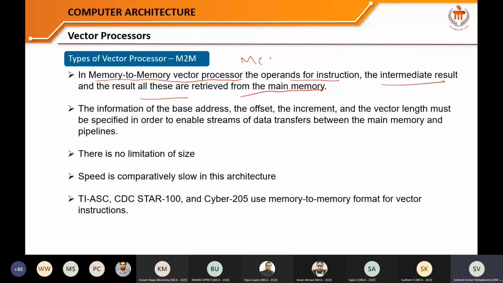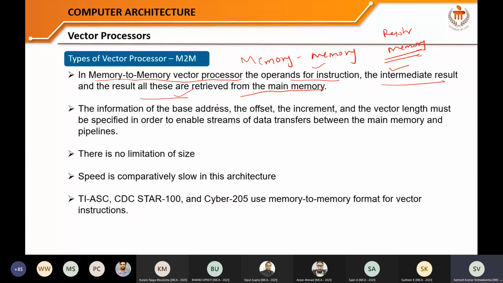So the type of this is memory to memory. All right. So everything is based on the memory. You may be very clear that a computer system may have memory in different aspects. One, we say the register, which is a part of the processor itself. Then we have memory, and by memory we understand the primary memory or main memory. There may be distinctions such as cache memory. So this is memory to memory vector processors, where the operands, the intermediate results, and the result are all retrieved from the main memory.